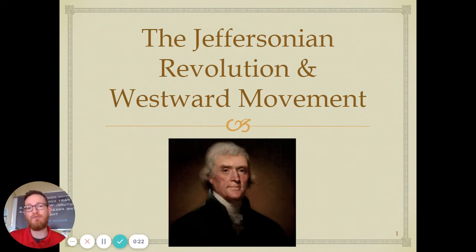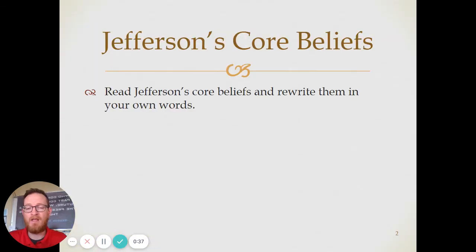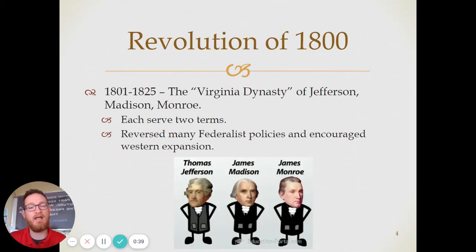Jefferson would call this the Revolution of 1800 because of the vast change that it would bring in government. Over the next 24 years, you're going to have Republican presidents. By the end of this time, the Federalist Party will cease to exist. So let's jump in to Jefferson's presidency and what that looked like.